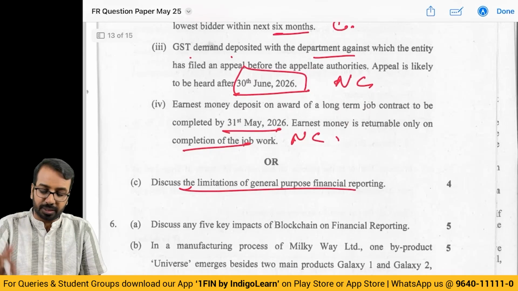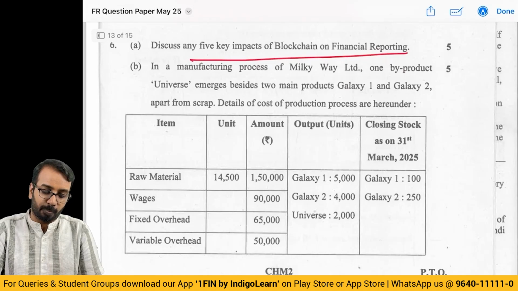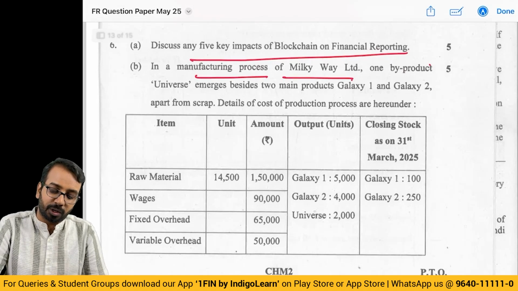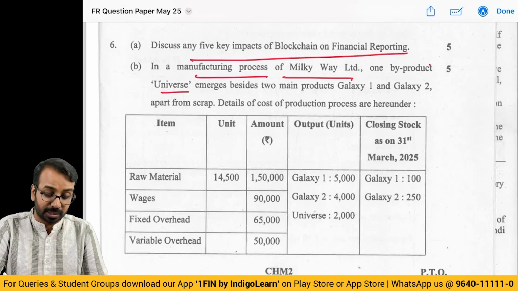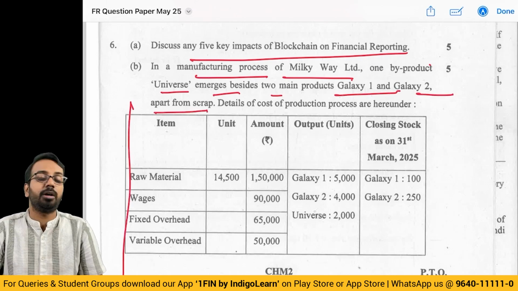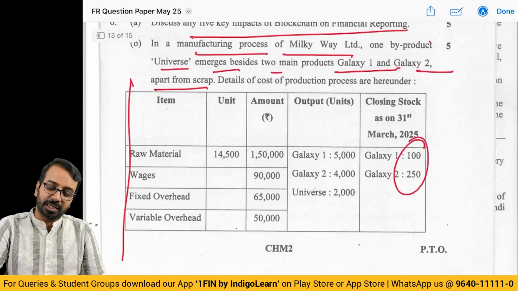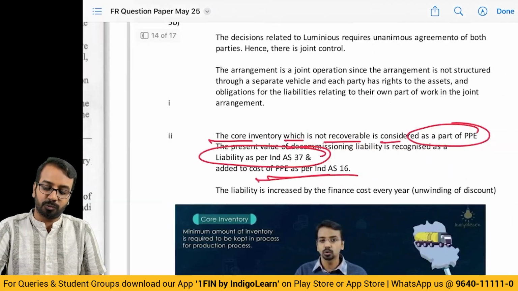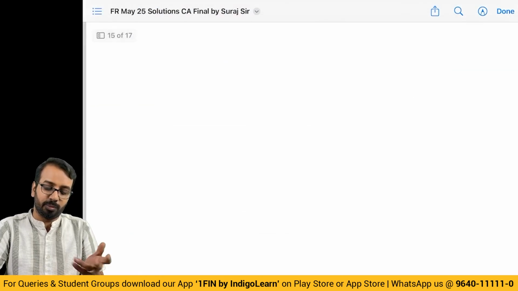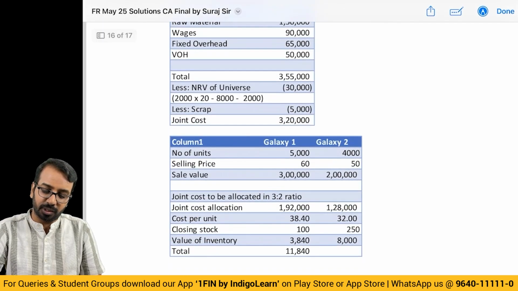Discuss the limitation, this you can refer to the theory. 5 impacts of blockchain on financial reporting, again you can have a look at the theory. Then the manufacturing process of Milky Way, where one byproduct, universe, has emerged besides Galaxy 1, Galaxy 2 and scrap. Same question, ditto the MP1, MP2 question, which I have told so many times. Again, they have done the same thing, just that the actual question is 250, 100, they have just flipped this. You can have a look at the solution directly, and I think you'll be able to compute that as well. Here I have not added reasons, you can just look at the material and get to the reasons, and this is for 6B.